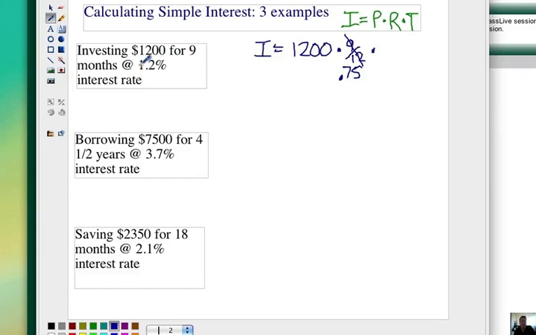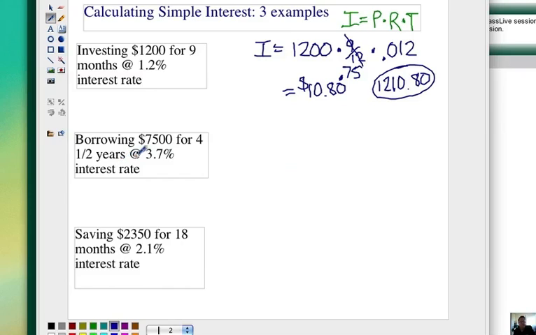Then the interest rate is 1.2%, and as I mentioned in the previous video, wherever the decimal point is in your percent, move it 2 places to the left before you multiply. So that would be 0.012. Make sure you put that 0 in there. Now it's just a simple calculation in your calculator: 1,200 times 0.75 times 0.012. You get 10.8. Remember this is money, so we add a 0 here, and that is the interest you get back in addition. So the total amount would be $1,210.80. We add that to the $1,200 initial amount.